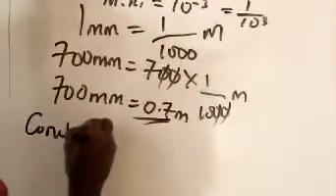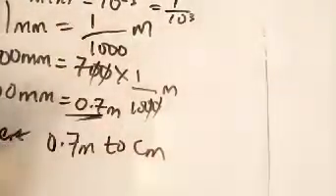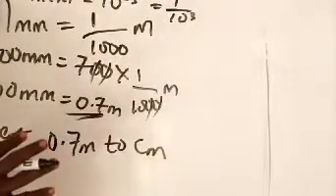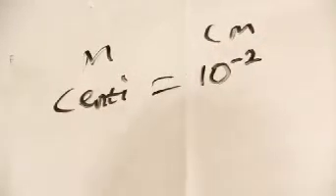You have to convert 0.7 meters to centimeter. So you will have to remember the relationship between meter and centimeter. You first of all have to know how centi relates to the non-prefix unit. Recall from our previous video that centi is 10 raised to the power of negative 2 of the non-prefix units. That is how it relates.